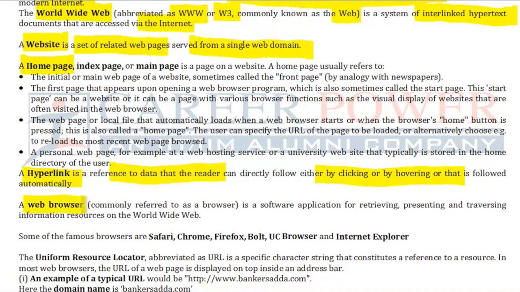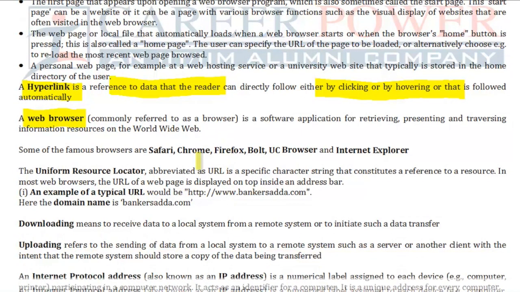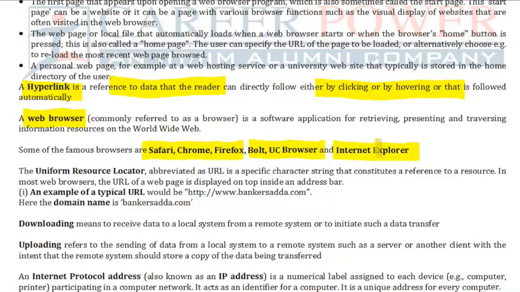Then we have a web browser. A web browser is an application software for surfing or retrieving information from web. Some common examples of web browser are Safari, Chrome, Firefox, Bolt, UC Browser and the Internet Explorer.